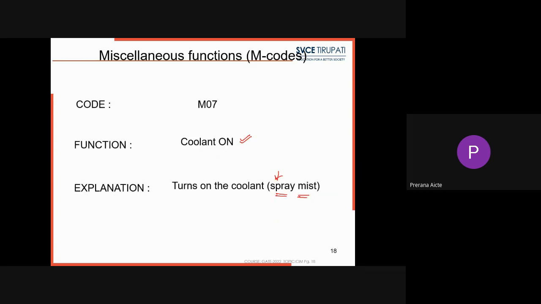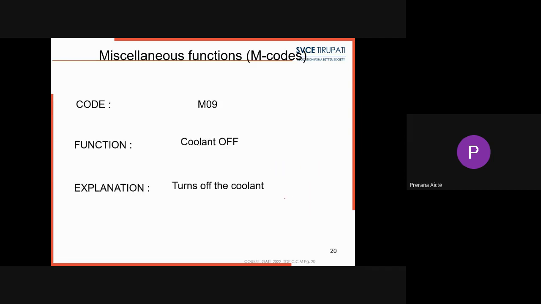But mist type, spray type, it is nothing but spray. Next one is M09. It represents that if all machining operations are over, then the coolant has to be turned off. Then the last one, M98, is a subroutine. So these are the M codes which we use.